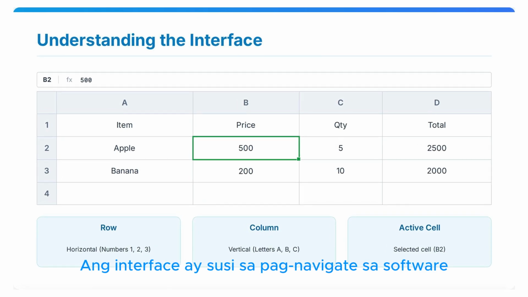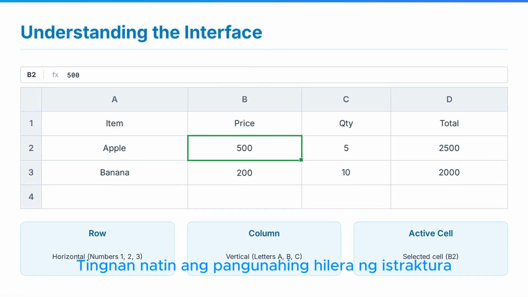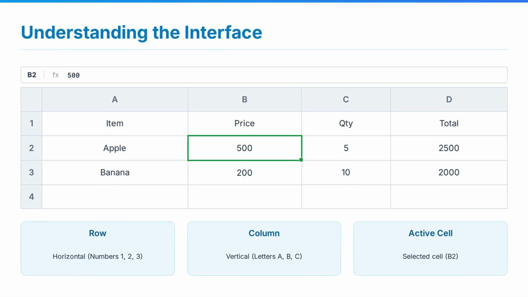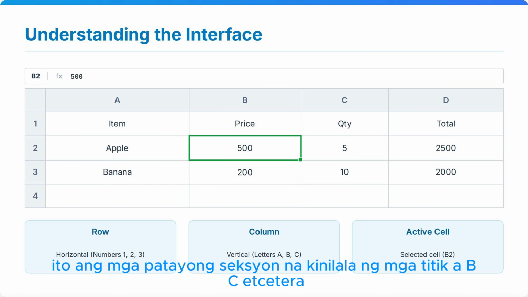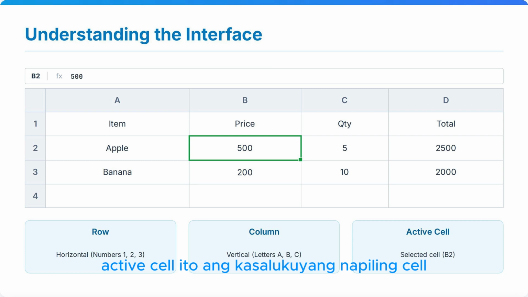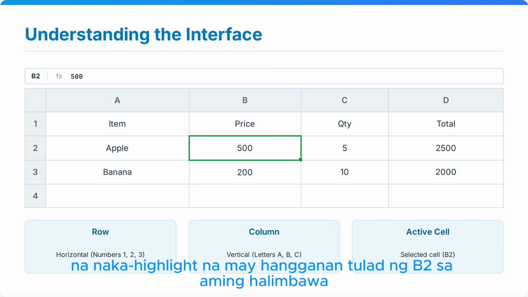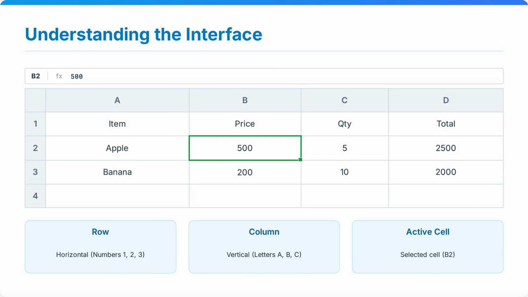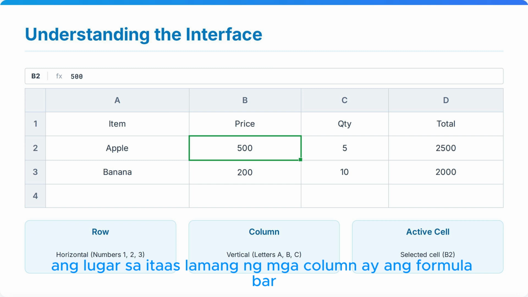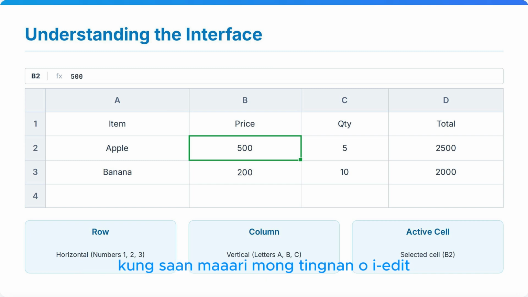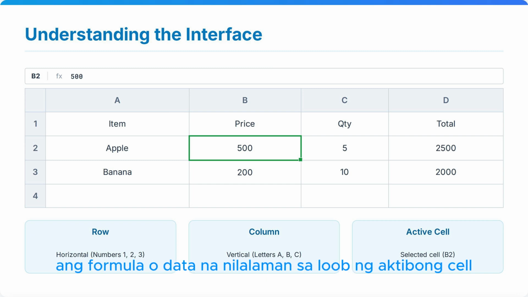Understanding the spreadsheet interface is key to navigating the software. Let's look at the basic structure. Row. These are the horizontal sections, identified by numbers, 1, 2, 3, etc. Column. These are the vertical sections, identified by letters, A, B, C, etc. Active cell. This is the currently selected cell, which is highlighted with a border, like B2 in our example. All data entry and formulas go into the active cell. The area just above the columns is the formula bar, where you can view or edit the formula or data contained within the active cell.